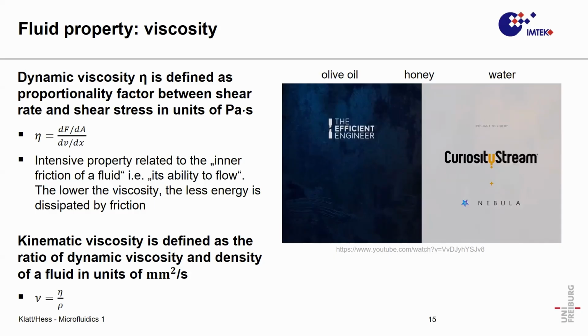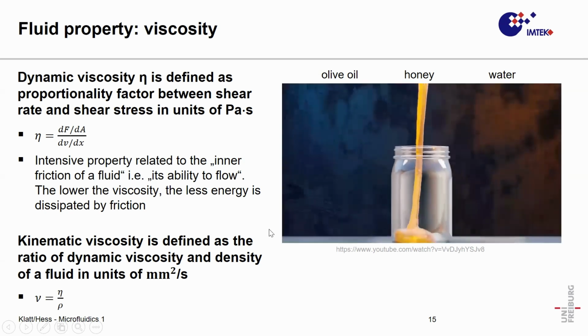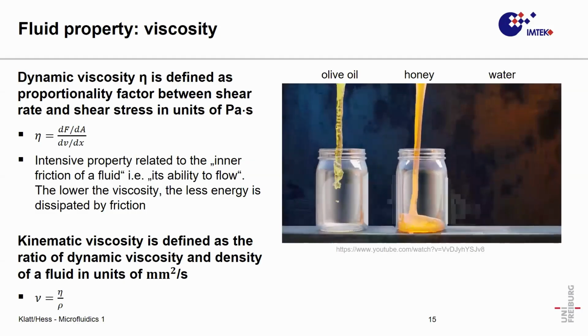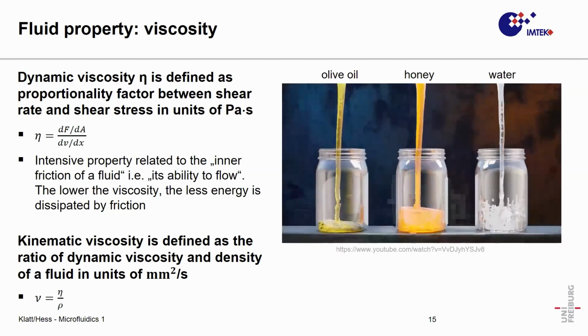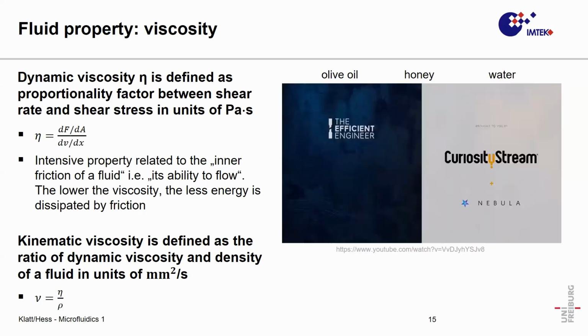On the right-hand side, I have prepared a video for you in which you can see how fluids with different viscosities behave. In this video, you can see the filling of 3 different glasses with 3 different liquids. Please notice that the viscosity of water is lower than the viscosity of olive oil, which is again lower than the viscosity of honey. As you can see, the behavior of the 3 liquids is quite different. This can be related to the inner friction, hence the ability to flow of those 3 different liquids. I hope this video gives you an idea how the fluid behavior depends on the viscosity.